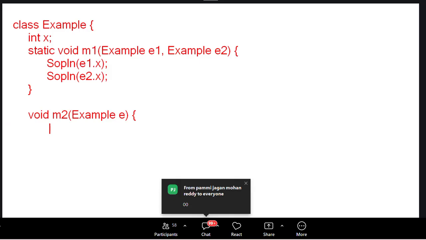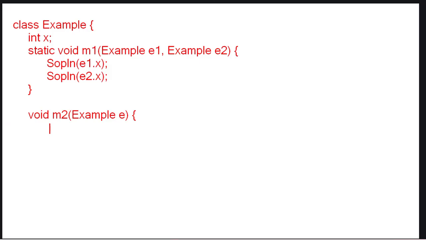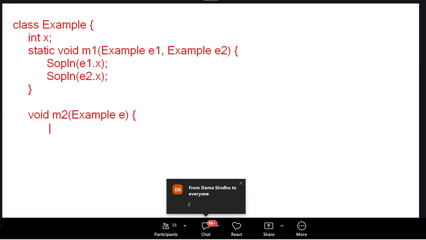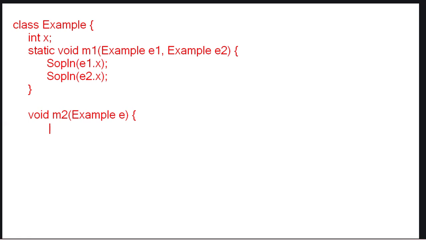Next question. How many objects are coming into this method? How many objects are coming into a non-static method? Two objects: one object coming as the current object, the second object as an argument. To a static method, both objects are arguments. To a non-static method, one object is the current object and another object is an argument. Okay, write the question. Second question.